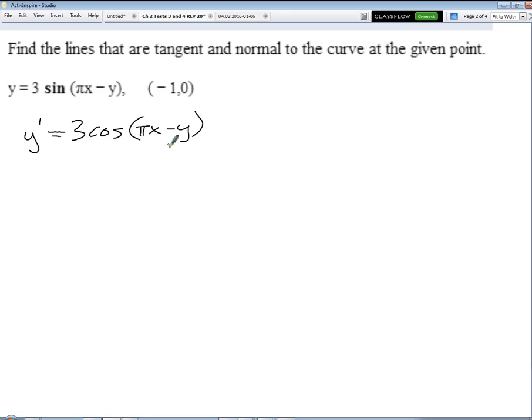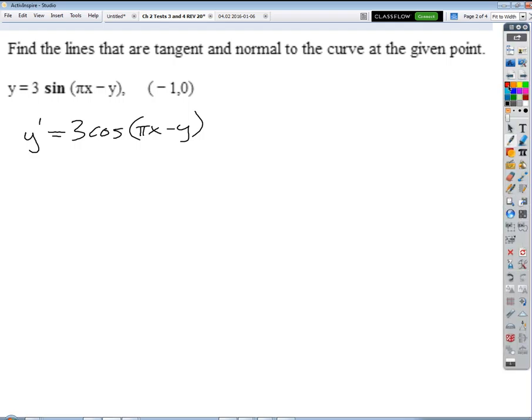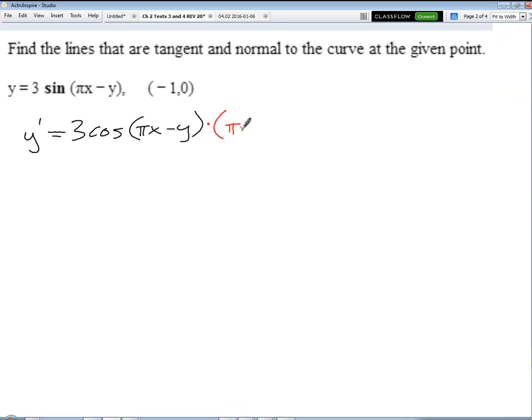Okay, good. Now I've got to peel away the trig function and differentiate the next layer, which gives us the next link in the chain rule, right? So times derivative of pi x is pi.